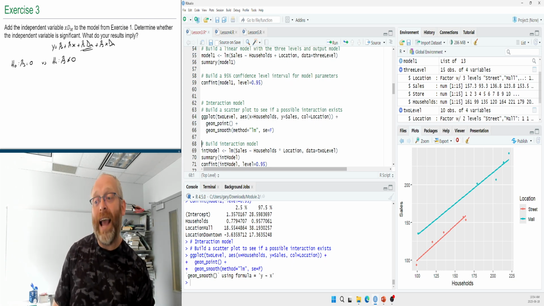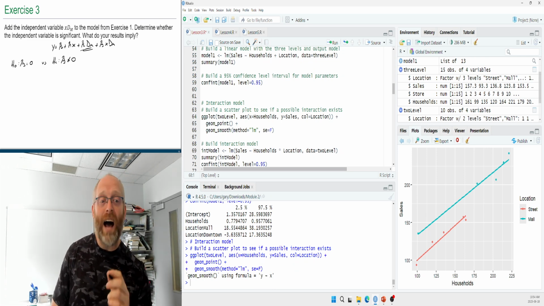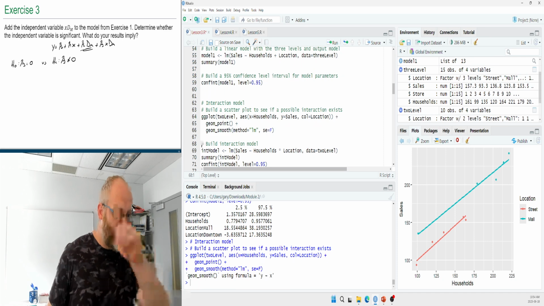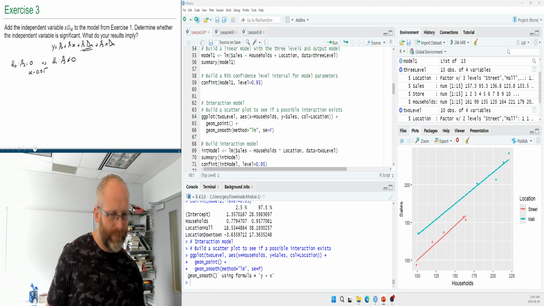So they have a different intercept. They potentially have a different slope. But is it statistically significant? That is the key part. So that alpha being 0.05, that is what we are testing on here. So again, up at the top you'll see here, alpha 0.05. There we go.